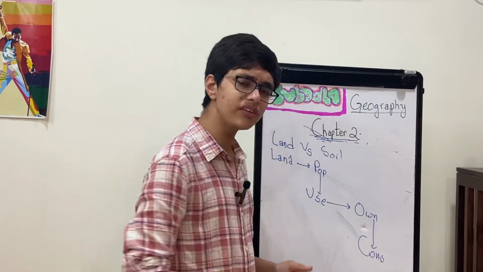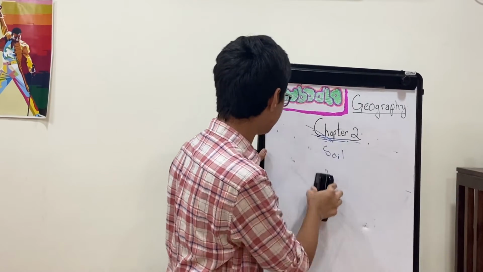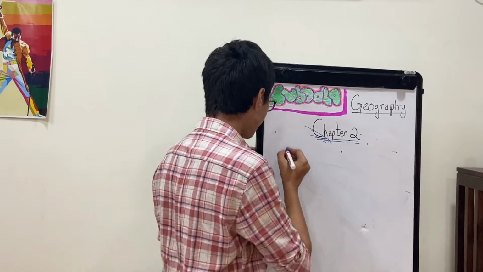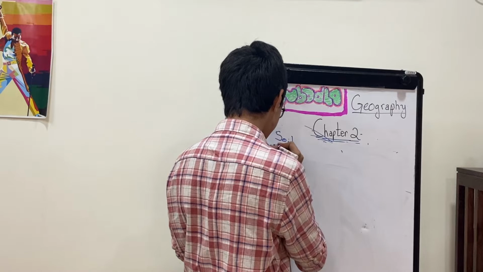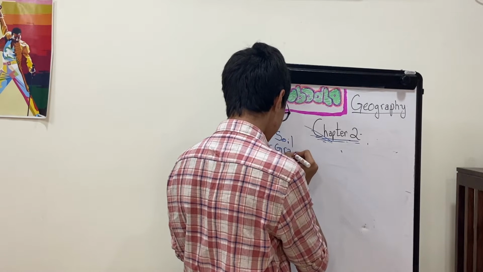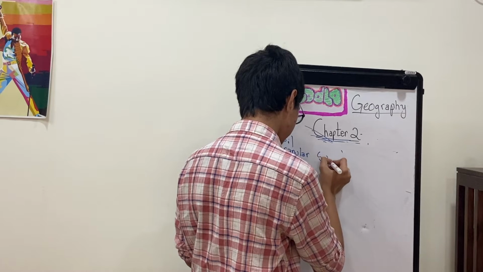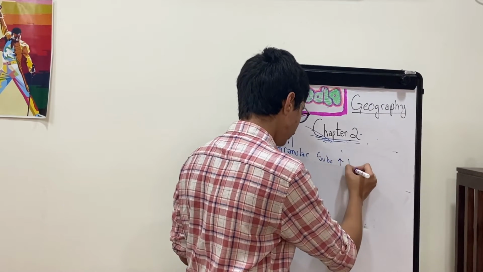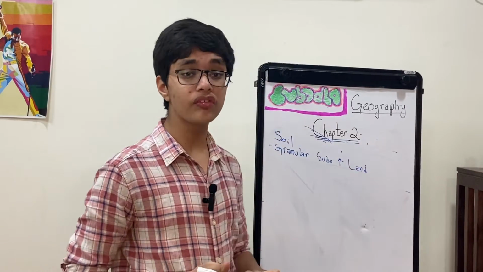Now remember the first point, soil. What did we describe soil as when we were talking about the difference between land and soil? Soil, I'll write the heading here. Soil is the granular substance present on top of land. So that is basically what soil is.